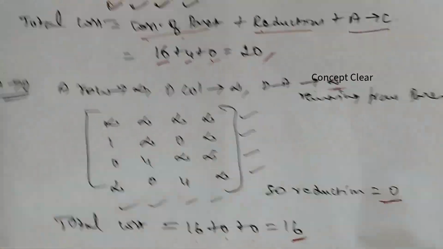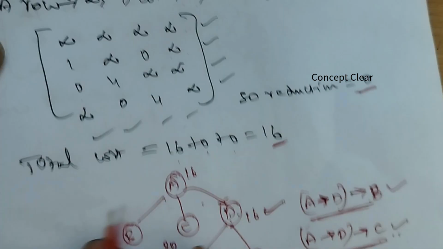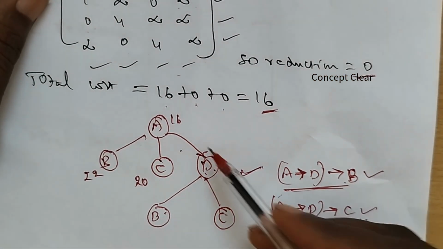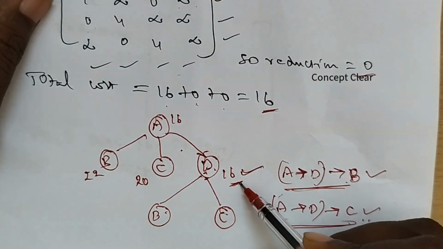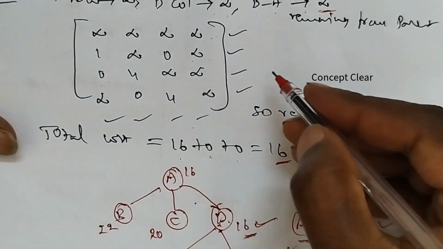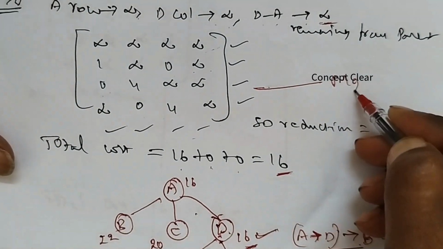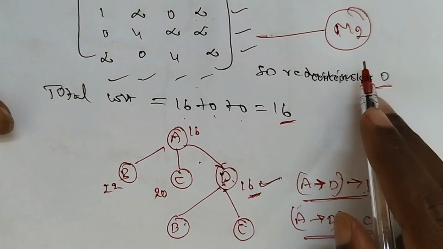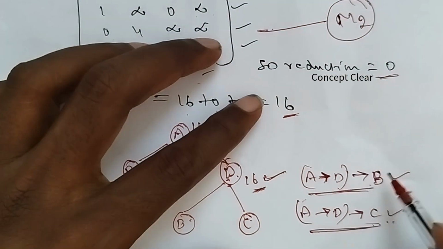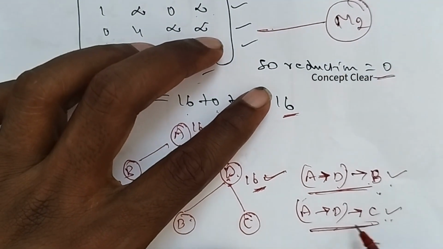Here in this diagram we are considering A to D, because A to D is the least cost. So we are considering the A to D path. That A to D value becomes the M2 matrix. Now we have to find out A to D to B and A to D to C.